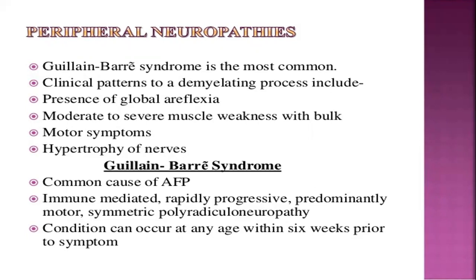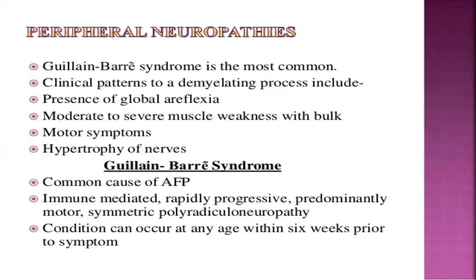Now, peripheral neuropathy, again a neuromuscular disorder. What happens in peripheral neuropathy? The peripheral nervous system is involved. Guillain-Barré syndrome is the most common clinical pattern due to a demyelinating process, including presence of local areflexia, moderate to severe muscle weakness, with motor symptoms, hypertrophy of nerves.